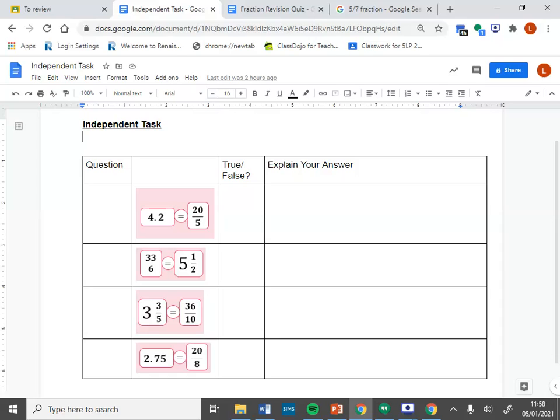It might be a case that you need to first convert into a mixed number, and then from a mixed number into a decimal. There might be 2 parts in the question. The reason that you only have 4 questions is because there's lots of maths to do and lots of trial and error. For each one, you need to say whether the 2 things are equal to each other, and then explain your answer. And if you just write true or false and don't explain your answer, it's going to be really tricky for myself or Miss Lobo to work out, if you have made any mistakes, where those mistakes are.